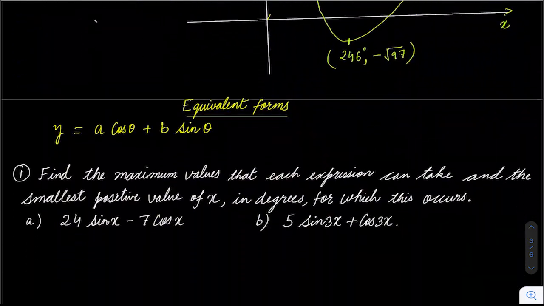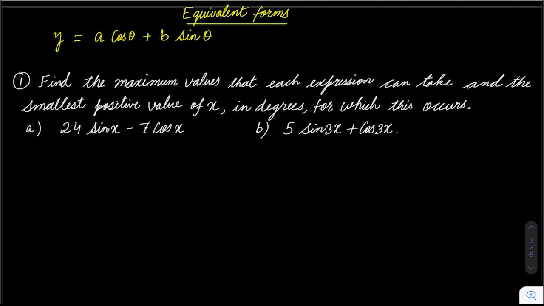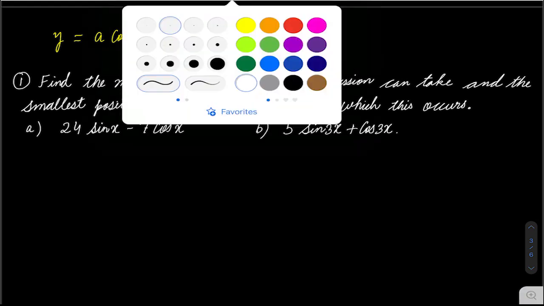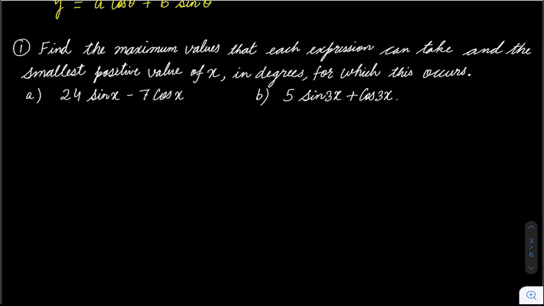Okay, so now today we are going to see mostly exam style questions, and these questions are very important and a little difficult. So pay full attention. Okay, so first thing is, let's see a question. Find the maximum values that each expression can take and the smallest value of x in degrees for which this occurs. Now, this part they can ask directly also, like I have asked, or this will be part of a trigonometric modeling question. Okay, so just letting you know. Okay, so let's first see.